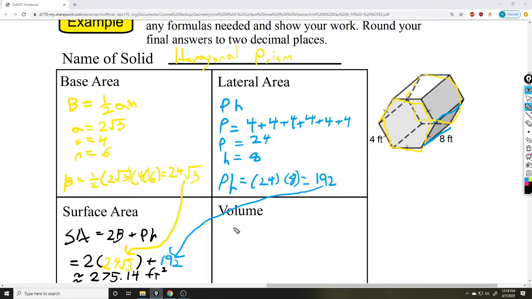Now volume is just area of the base times the height. So that equals, well, area of the base, we know it already. It's 24 square root of 3. We found that earlier. The height, we've also found already. Remember, it's our distance that connects the two bases. That's 8. Rounded to the nearest hundredth, 2 decimal places, 332.56 feet cubed now because it's a volume.